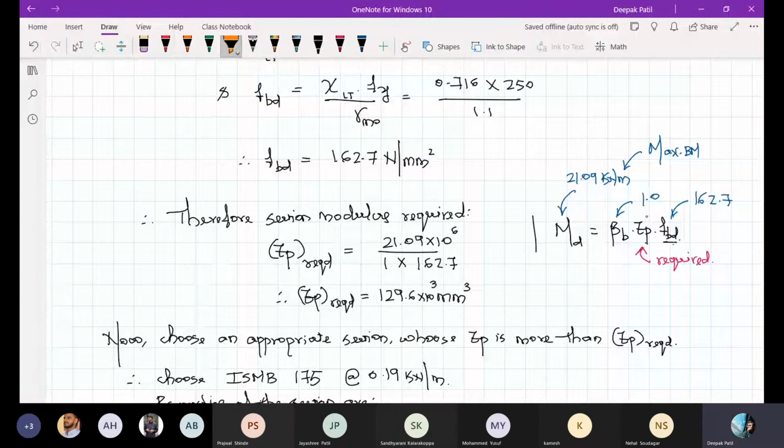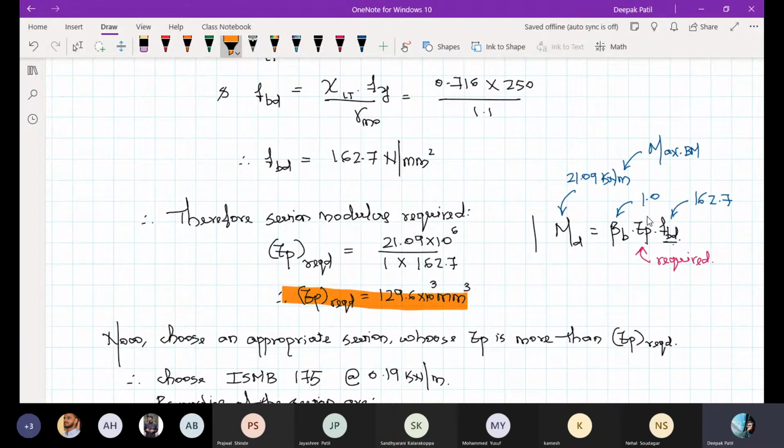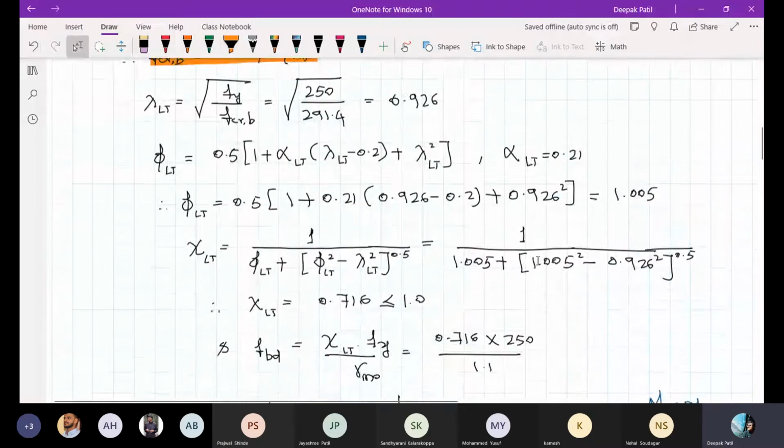Okay, so what is the importance of that? Now I have to find a section whose plastic section modulus is more than this, 129.6 into 10 raised to 3 mm cube. I have to choose a section from the steel table or SP6 whose plastic section modulus is more than this one. Is it clear, students? Is this procedure clear?